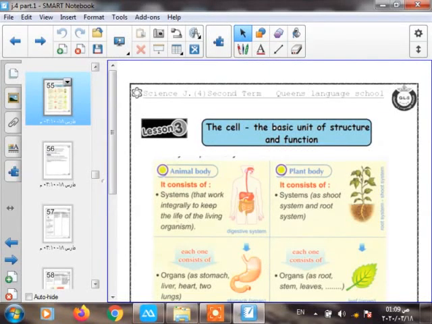Hygiene Year 4, we will talk about lesson 3 about the cell.